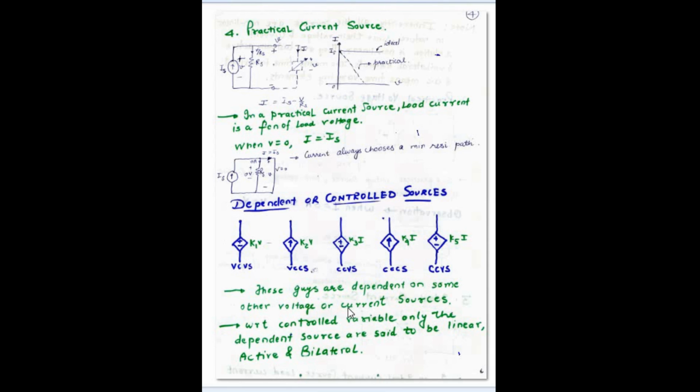What I have written here is that these sources are dependent on some other voltage or current sources. These individuals are not at all independent. They are dependent on some current or voltage sources. One more thing I have written here is that with respect to the controlled variable only, the dependent sources are said to be linear, active and bilateral. Whether these dependent or controlled sources are linear, active or bilateral can be decided depending on the control source, whether the control source is active, linear or bilateral. Depending on that only we can decide whether these elements are linear, active or bilateral.